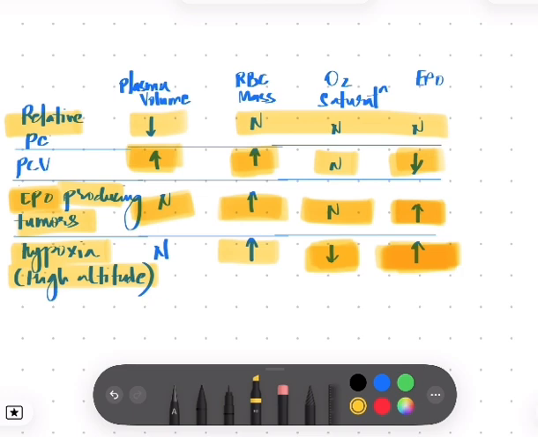Okay, so whether lung disease, high altitude, or a heart disease, any of these reasons are causing a decrease in the O2 saturation. So EPO goes up, RBC mass goes up, but the plasma volume remains normal.